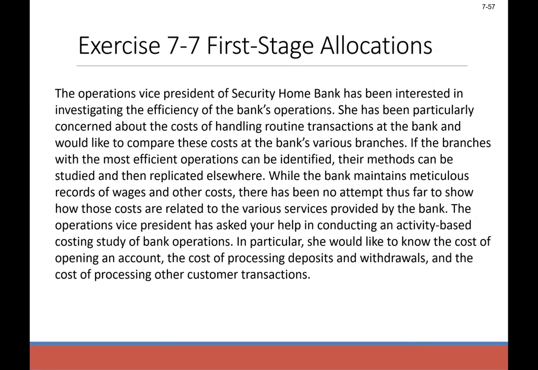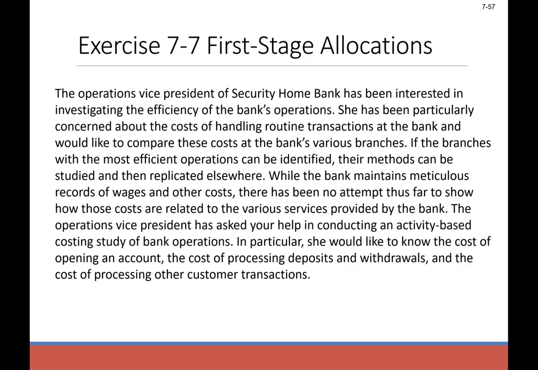The operations vice president of Security Home Bank has been interested in investigating how efficient the bank is. She's concerned about the cost of handling routine transactions and wants to look at various branches to see how they're doing. If the branches with the most efficient operations can be identified, their methods can be studied and replicated. While the bank maintains meticulous records of wages and other costs, there's not really been an attempt to show how those costs are related to various services provided.